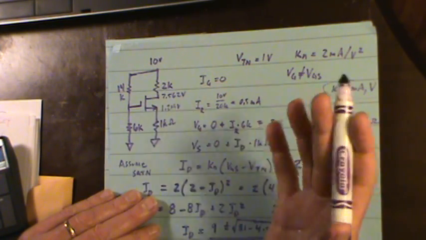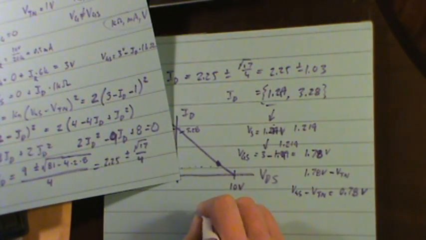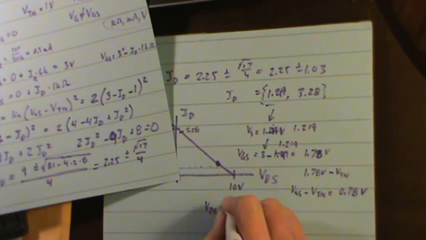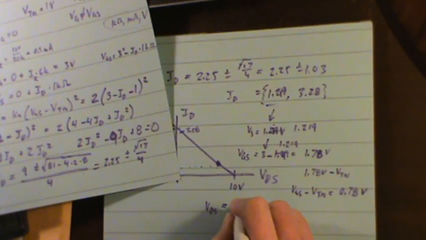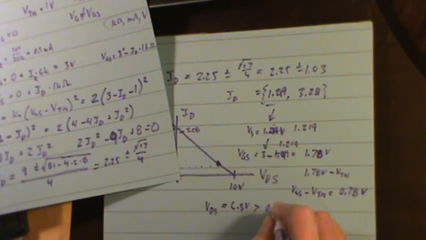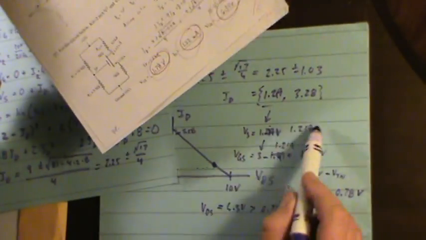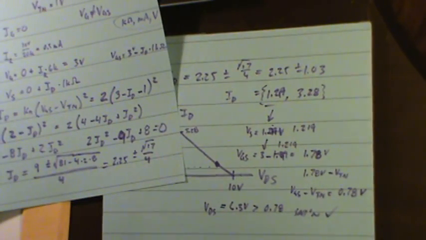So the difference there is 6.3, something like that, so VDS is around 6.3-something volts. That is certainly more than 0.78. So my saturation sounds like a good thing. The actual answers that I got were 1.78, 1.22 (1.219 is what I wrote here, but 1.22), and 6.34, 6.3. Okay, so that's that thing.